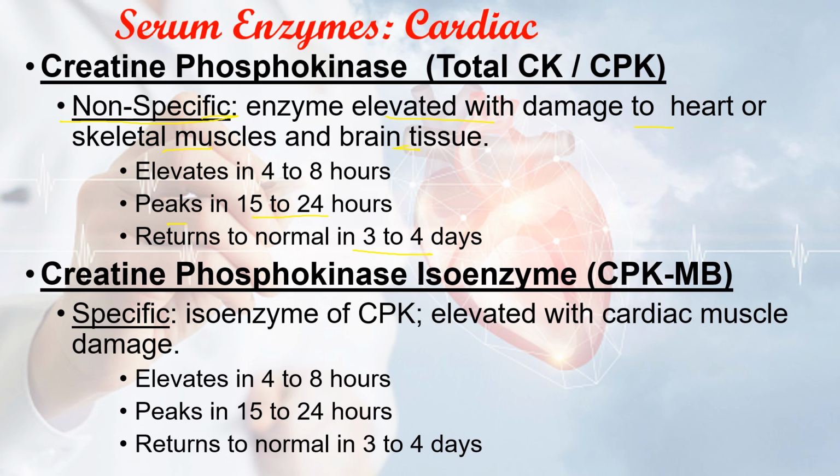Then the second one is creatine phosphokinase isoenzyme. In short, we write CPK-MB. So this is a specific cardiac biomarker. Why is it specific? Because the isoenzyme of CPK is elevated with cardiac muscle damage. So CPK-MB, otherwise called the isoenzyme of CPK, elevates only because of cardiac muscle injury. So it is a specific cardiac biomarker.